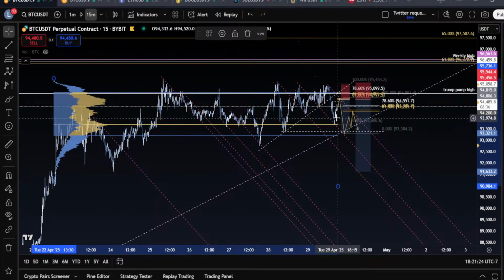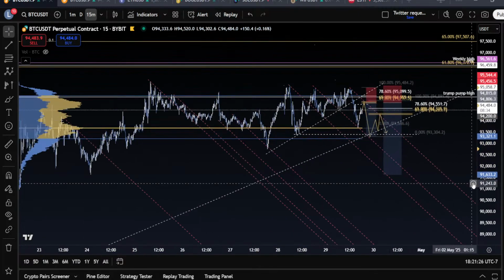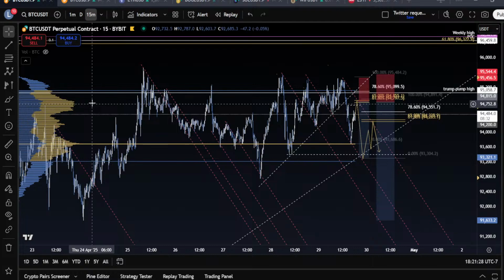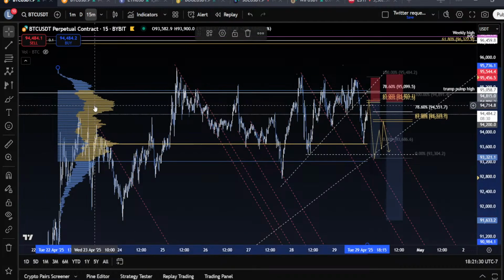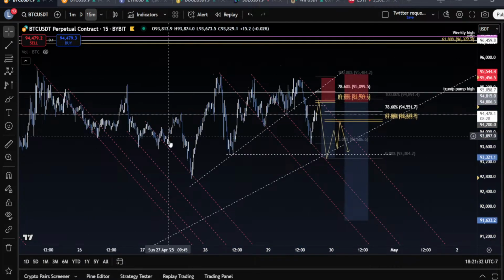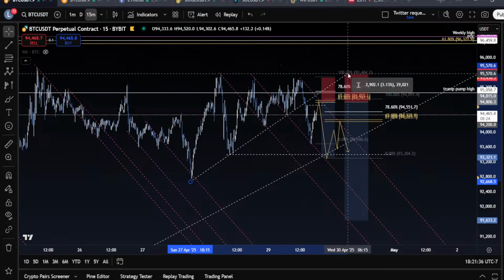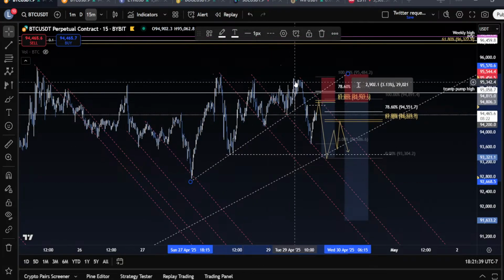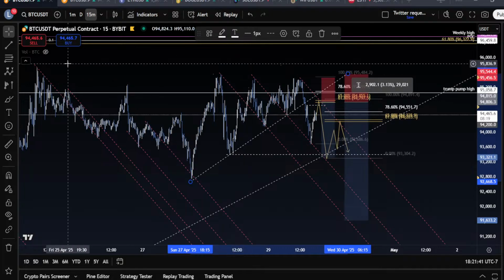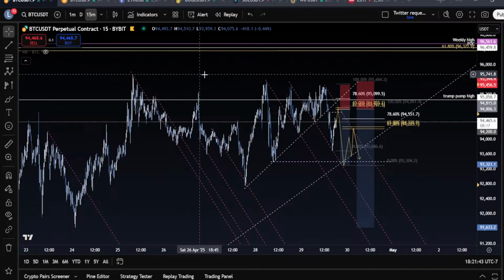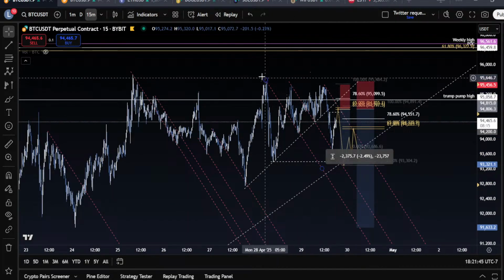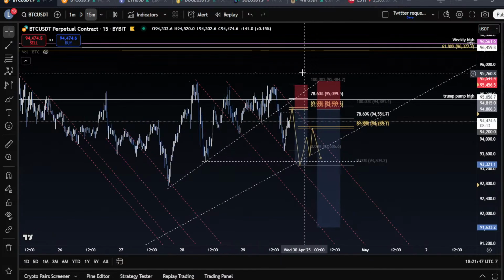Some nice little bounces off the point of control. It's a high volume area up here. Price was trending. We've broken down that trend. Front run this high 1, 2, 3 times. These are all lower highs.